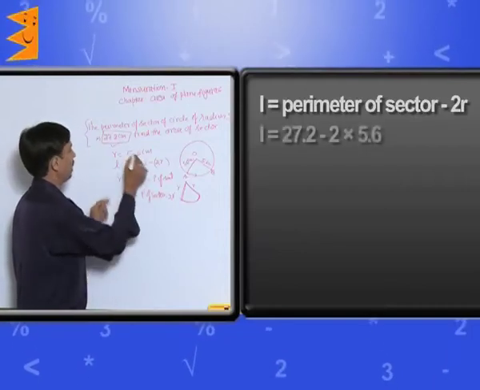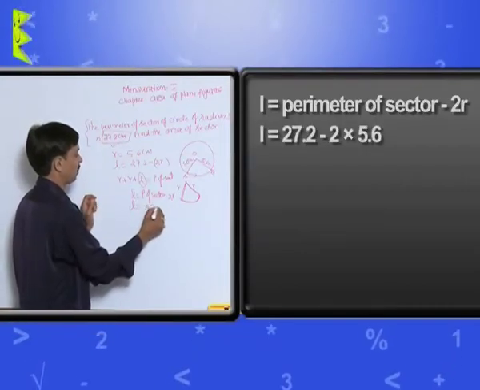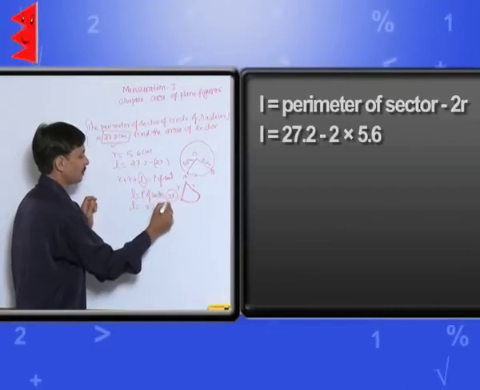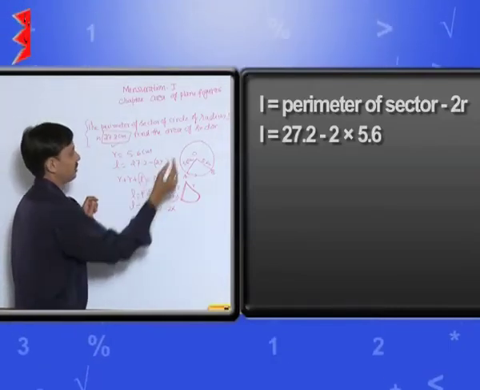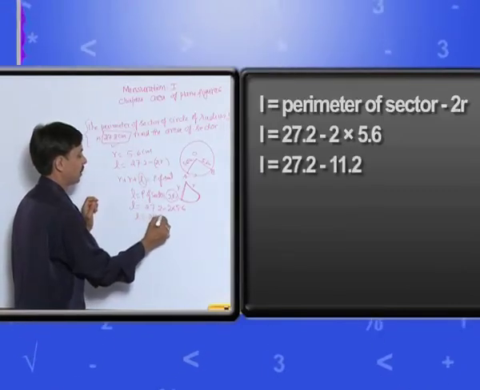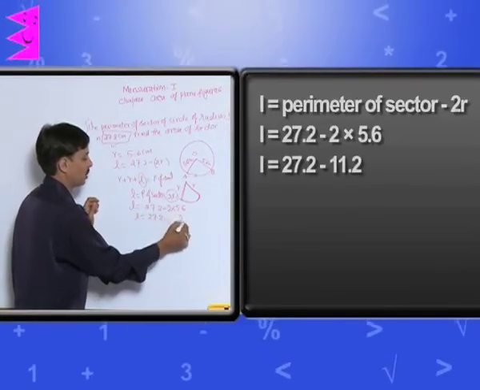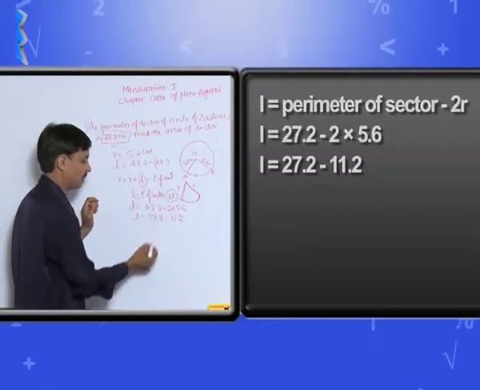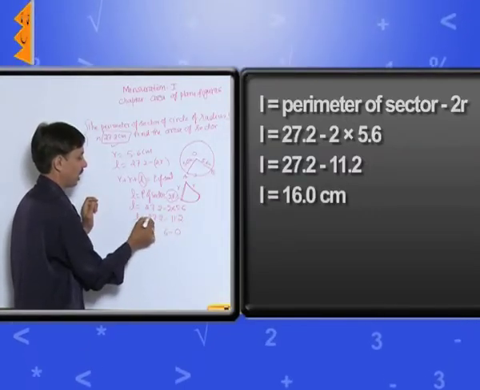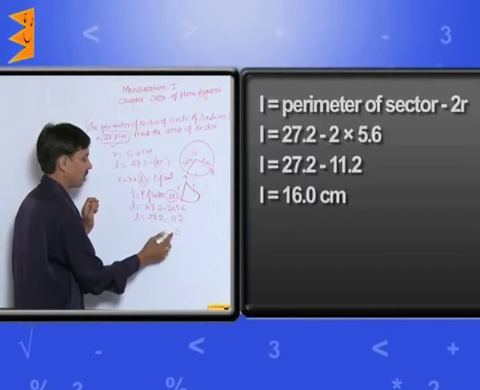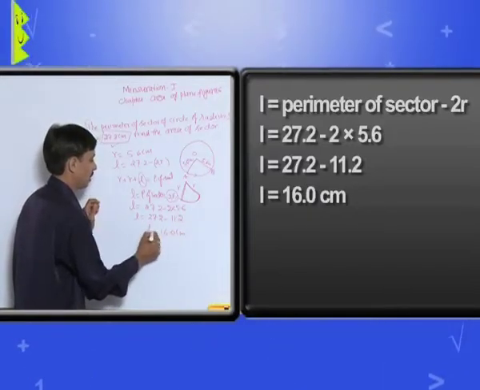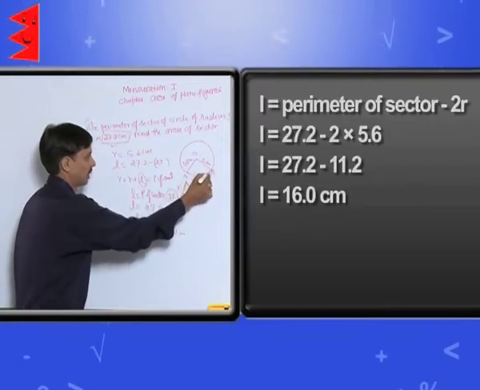So L becomes the perimeter of the sector, 27.2, minus 2r, that is twice the radius, and the radius is 5.6. So the length of arc is 27.2 minus 2 times 5.6, which is 11.2. Subtracting, 27.2 minus 11.2 is coming out to be 16.0 centimeter, the length of this arc.